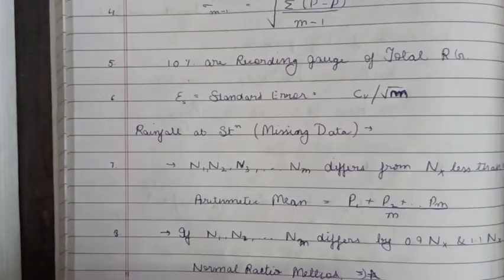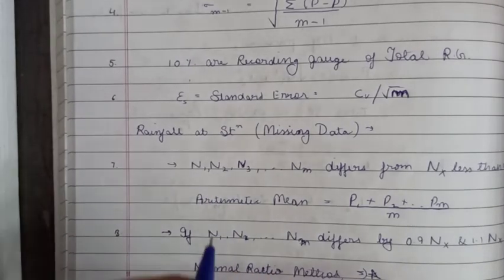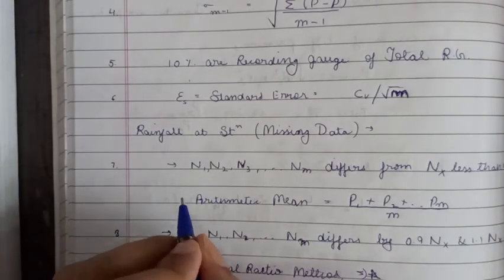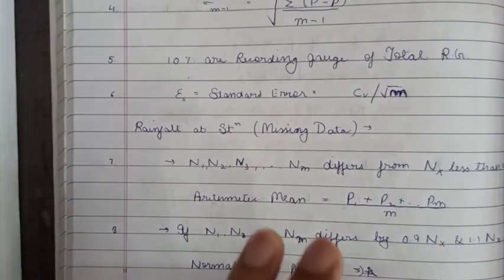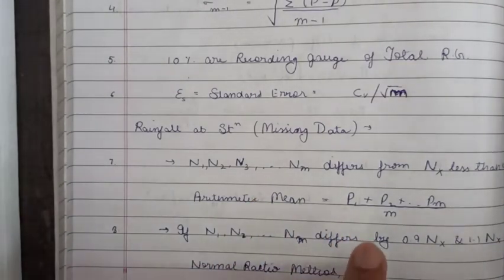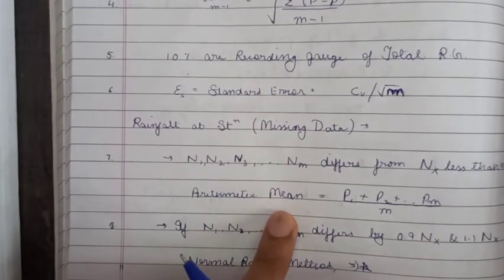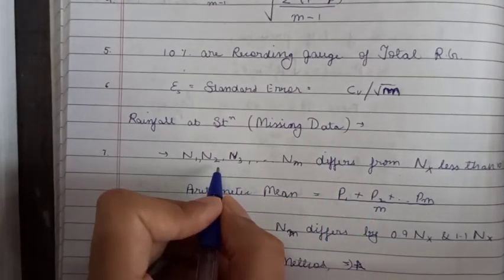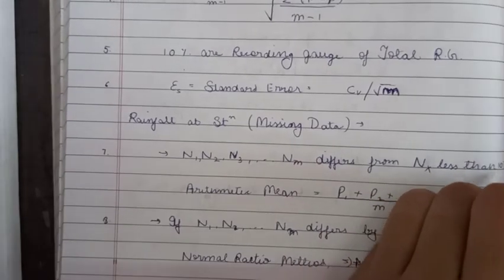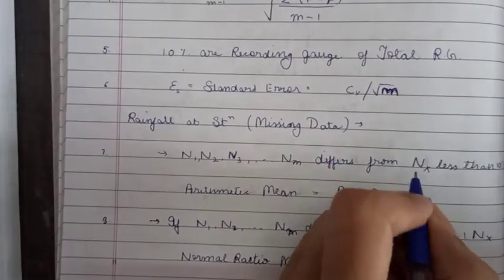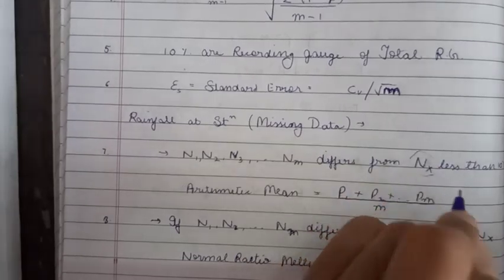Now there are two methods to find out the missing data of rainfall. One is arithmetic mean method, second is normal ratio method. In the arithmetic mean method, we will directly find out the mean of all the observations. This is applied when the normal precipitation of each and every station differs less than 10% from that of the station at which we have to find out.